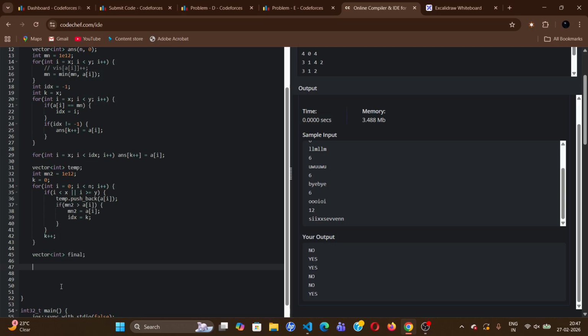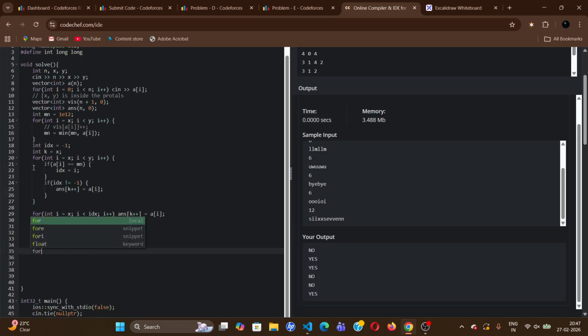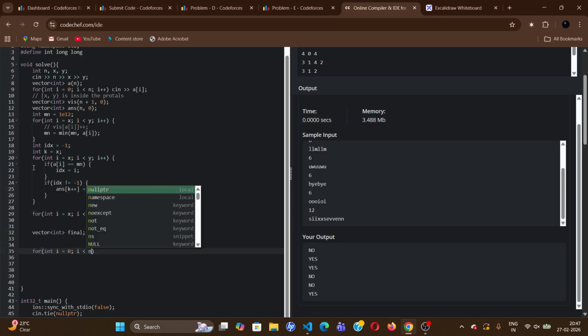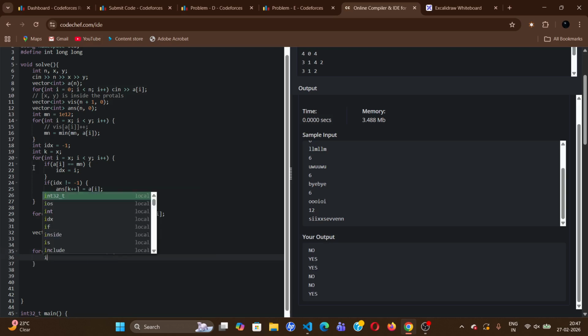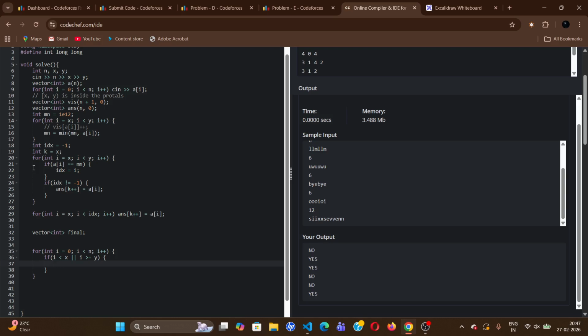Okay, first we'll take emin and emin2. Okay, but we need emin2 that can rotate completely. This cannot. Okay, this has to. No, this is no. If I less than x or I greater than equals to y, in that case, I'll compare.